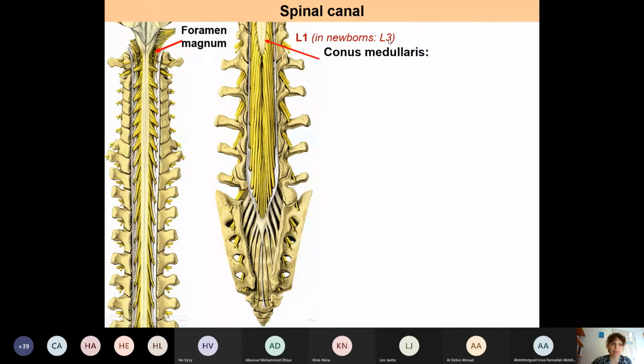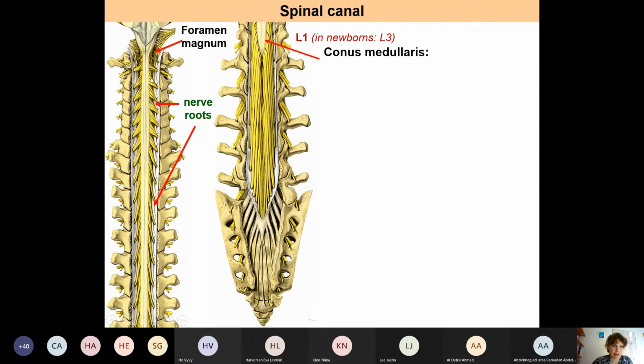That means that the spinal cord is shorter than the vertebral canal because the vertebrae grow much more intensively, and that means that the nerves which have to exit always have to find their own intervertebral foramen. And if you check, these are the so-called nerve roots, which exit and enter the spinal cord. You can see these nerve roots on both sides of the spinal cord.